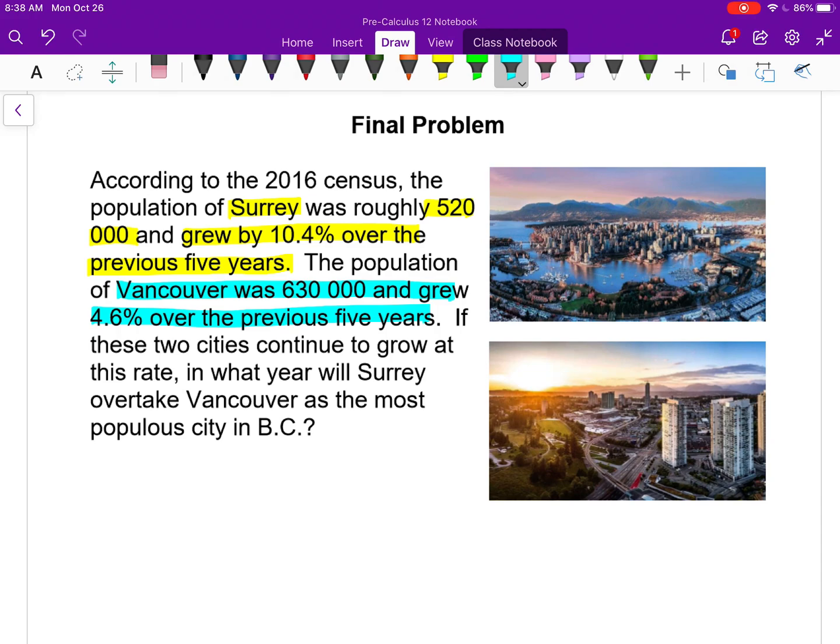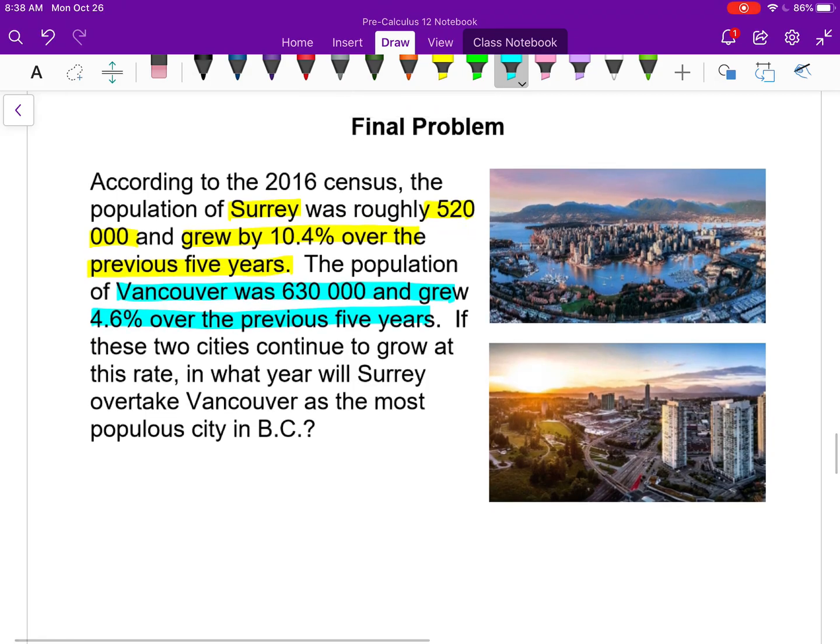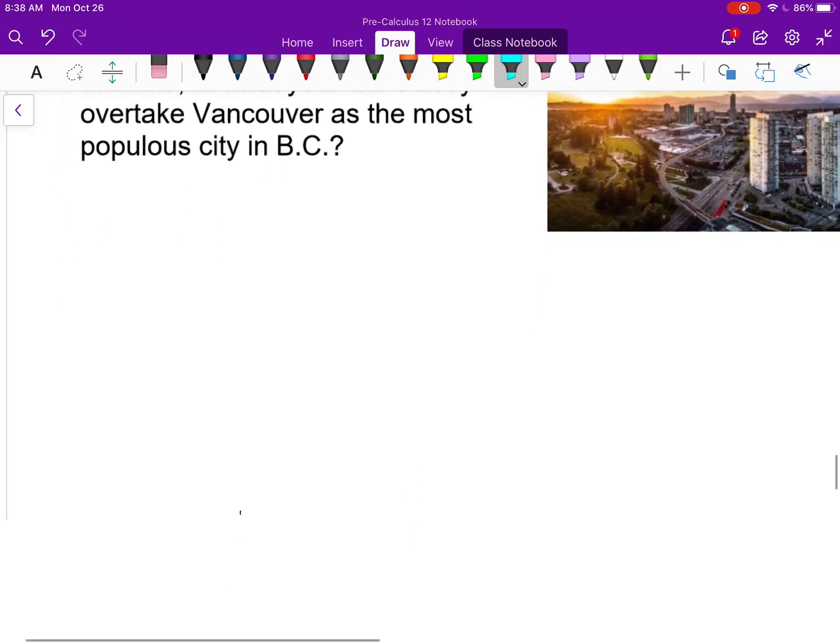All right, and so that said, I need to come up with expressions for the population of Surrey over time and Vancouver kind of separately. So let me focus on Surrey first. For Surrey, we know the 2016 amount was 520,000 people. I'm going to put 520. You can think of that as the initial amount, assuming we're starting in the year 2016. Times, it grew by 10.4%. Well, adding 10.4% is the same as multiplying by 1.104.